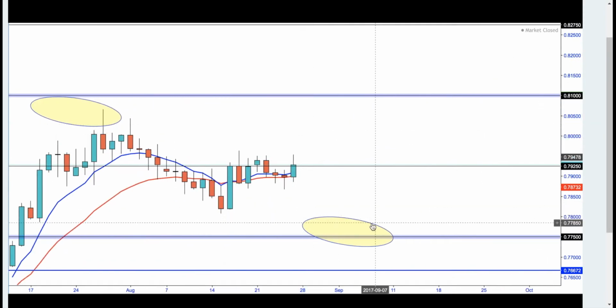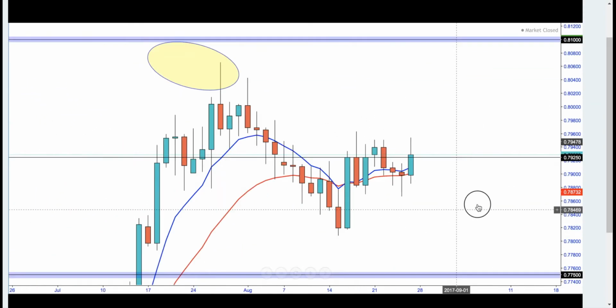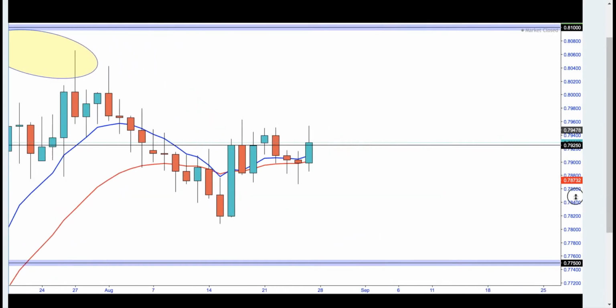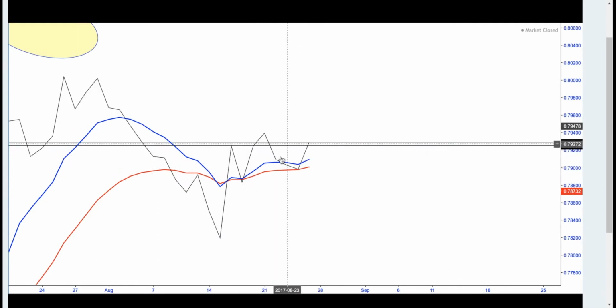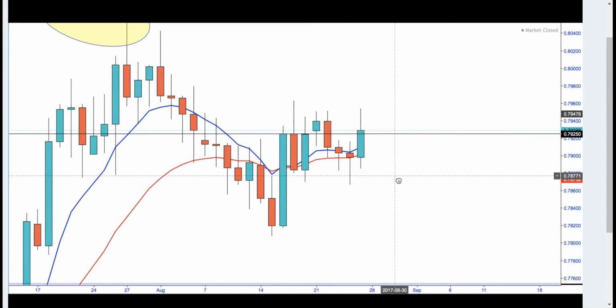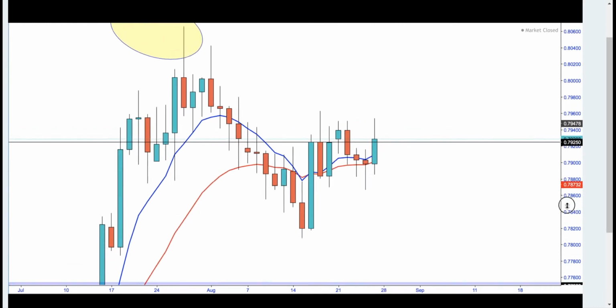let's move this out of the way. What I'm actually looking for is, well, we actually got that yesterday, 3-pin formation 1, 2, 3, but the body is now closed above and beyond the moving averages. If I remove them out of the way, as you can see, the MAs are still up and the body's closed above. So that's a buy trade on itself.